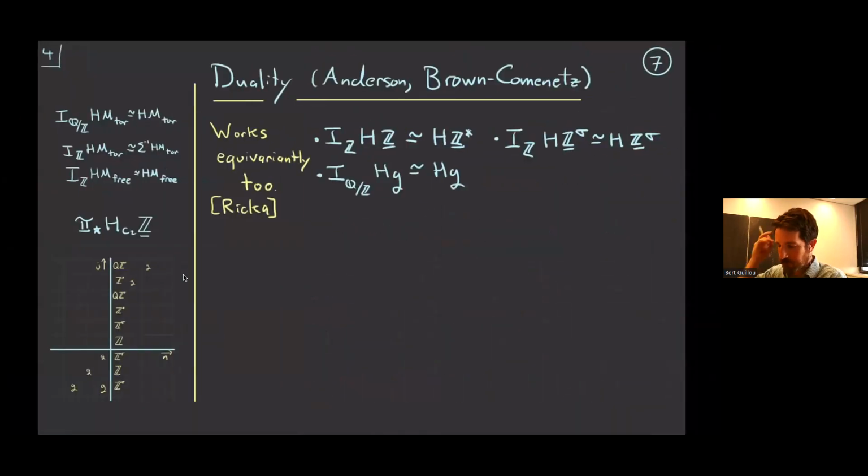So that's the non-equivariant story. And it turns out that this also works in the equivariant world. I think this was first investigated by Nicola Ricca. Essentially you just dualize level-wise in terms of your Mackey functor.